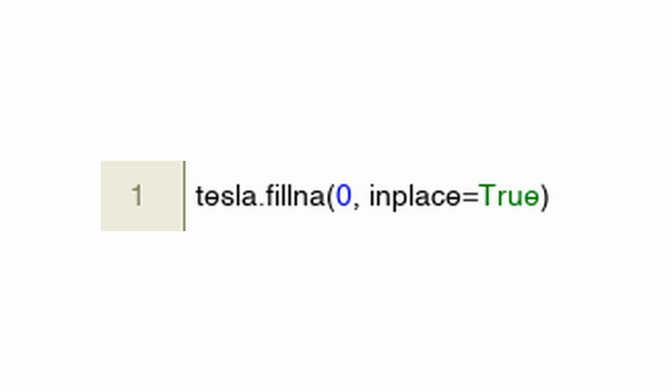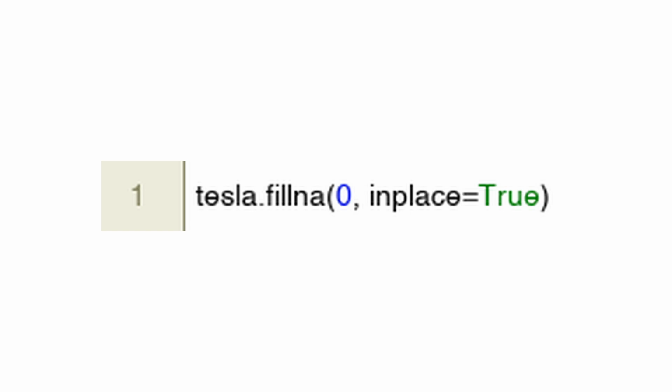The inplace=True parameter is especially important in this context because it determines how the operation is performed. By setting inplace=True, the code is instructing pandas to perform the replacement operation in place, which means that it will modify the Tesla data frame directly, rather than returning a new data frame with the missing values filled.